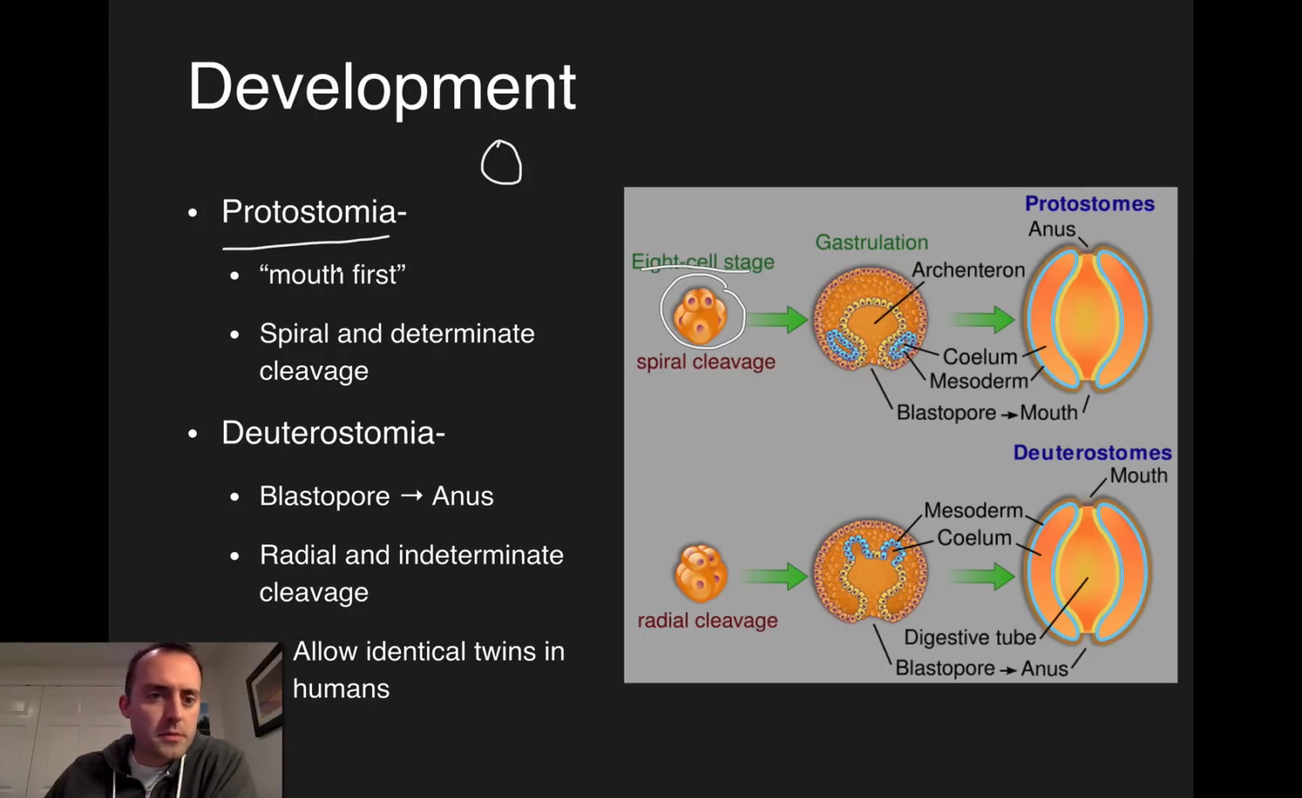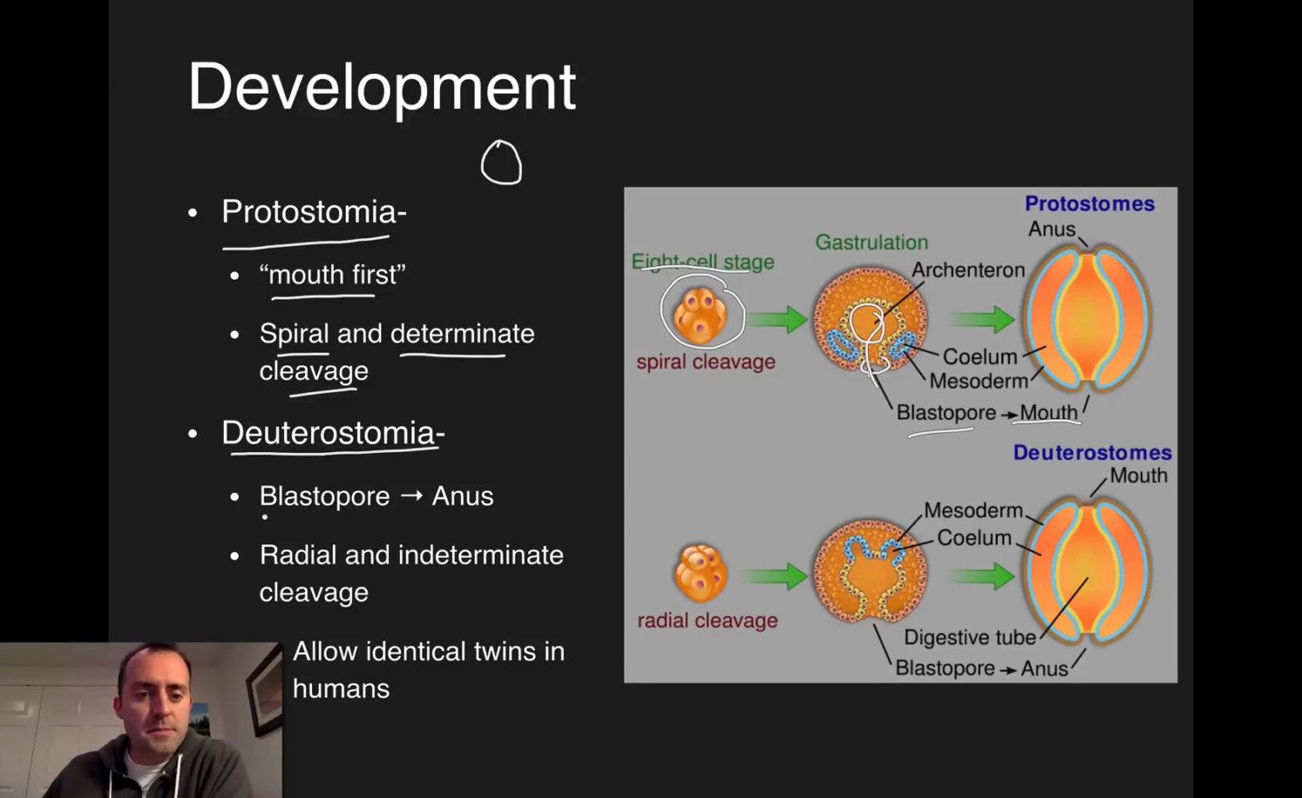Protostomia comes from the words mouth first. Basically, this first opening right here, this blastopore, where you get that first opening and this cavity that develops, which will eventually become the digestive tract, is what develops into the mouth. What's interesting about this type of development is that during this 8-cell stage you get what's called spiral and determinate cleavage, which does not allow this mass of cells to divide and result in identical twins.